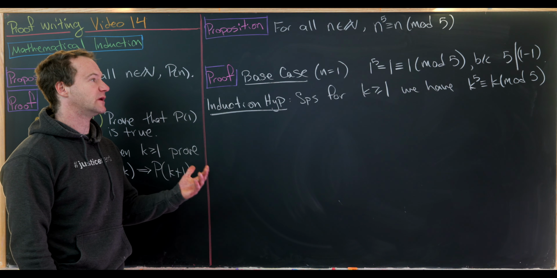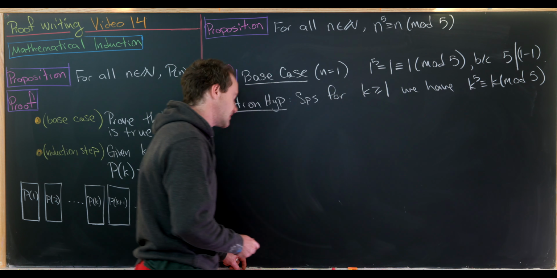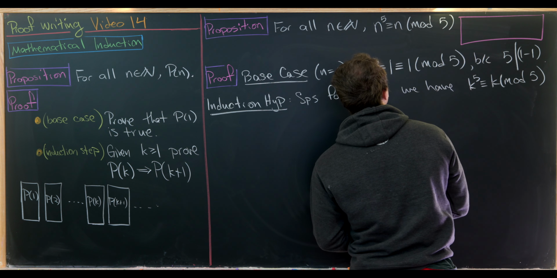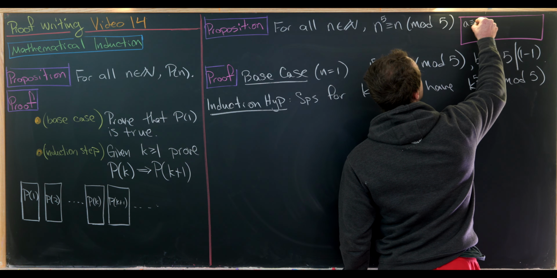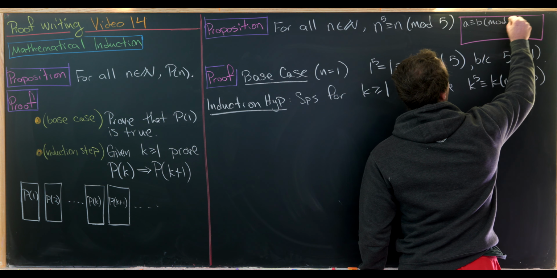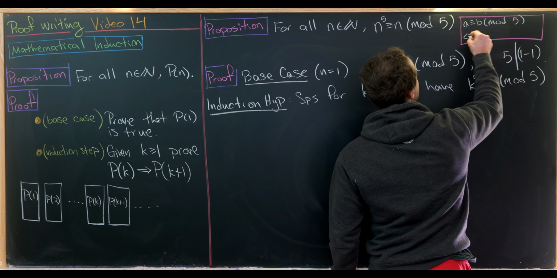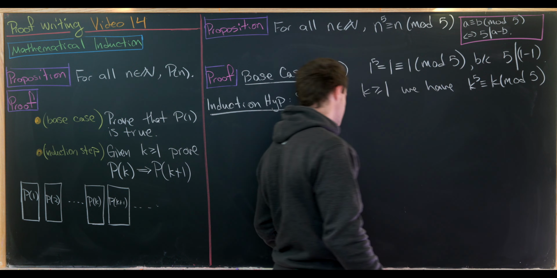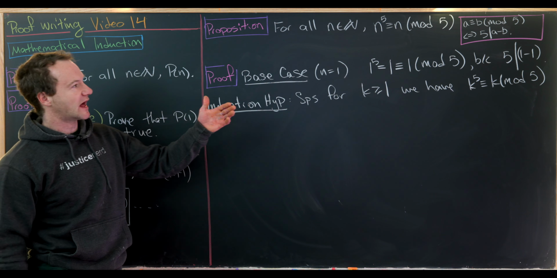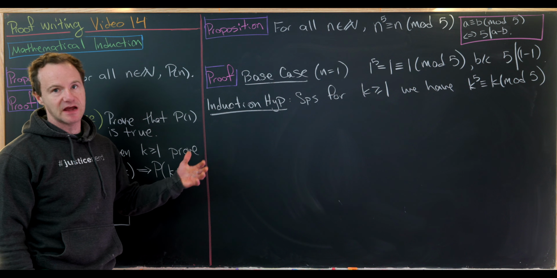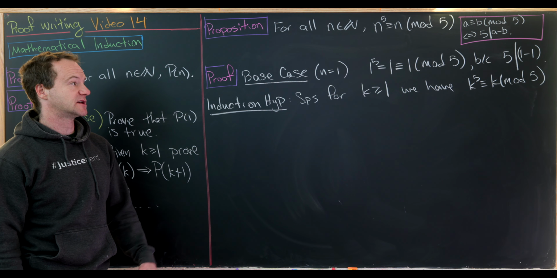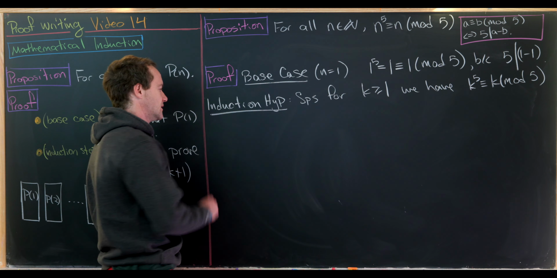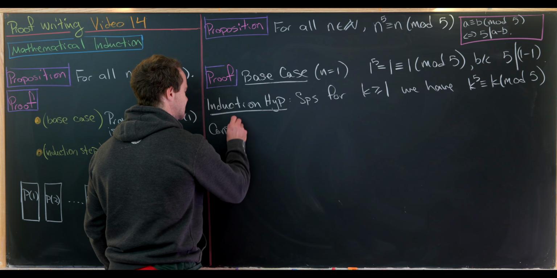And in order to get there, we need to recall what it means for numbers to be congruent mod n or congruent mod 5. So let's recall that up here. So A is congruent to B mod, I'll just say 5, if and only if 5 divides A minus B. So that's what we'll use. We will actually show that 5 divides k plus 1 to the 5th minus k plus 1. Okay, so that means we need to look at k plus 1 to the 5th minus k plus 1.